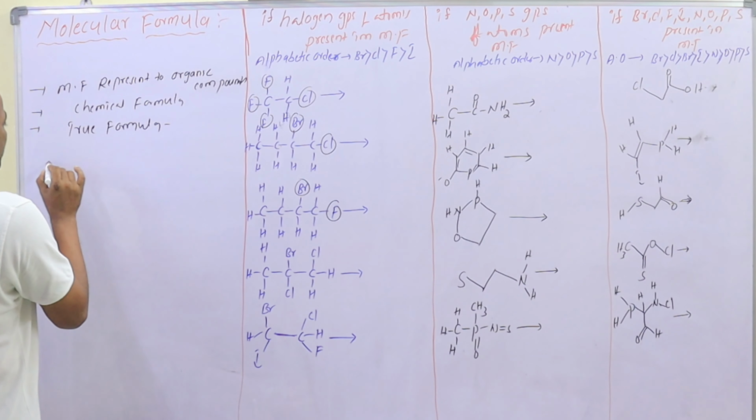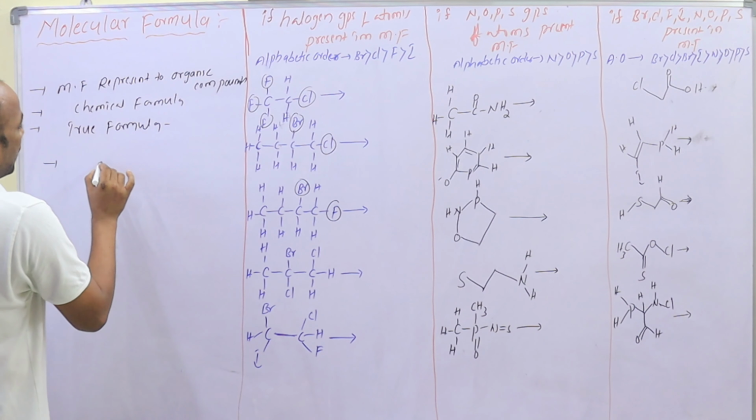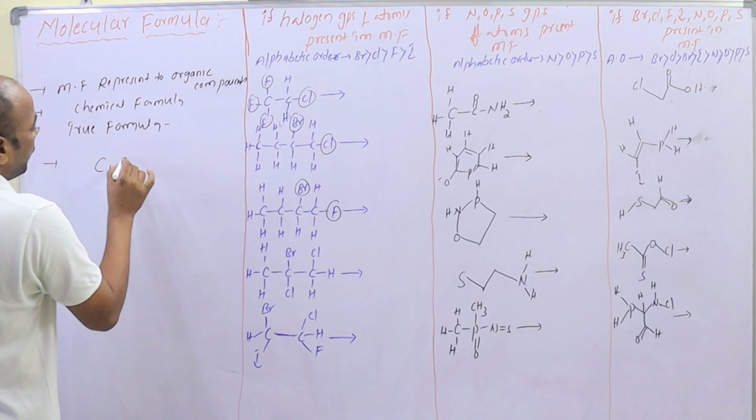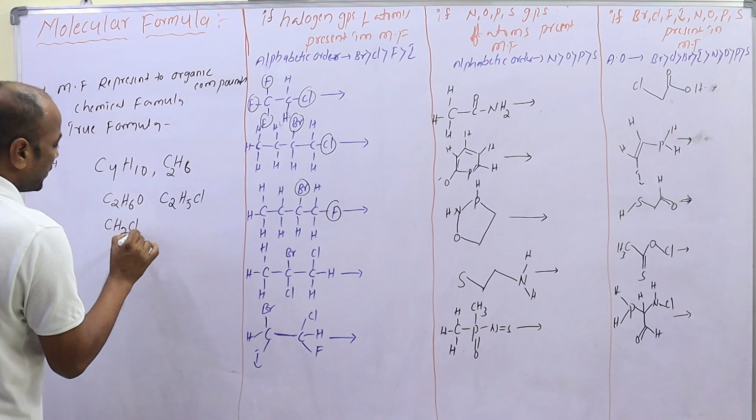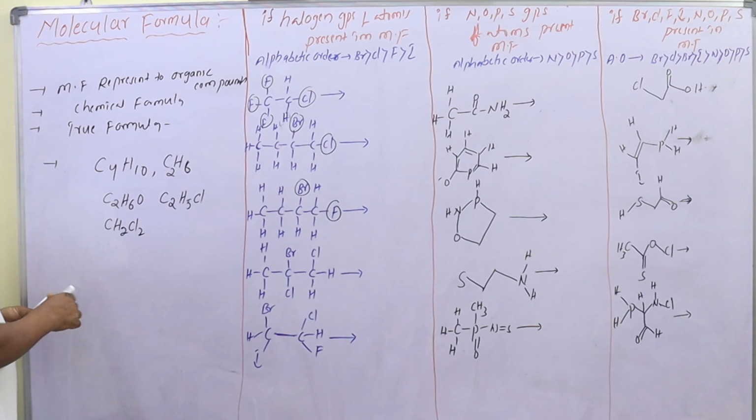For example, C4H10 and C2H6, C2H6O and C2H5Cl and CH2Cl2.